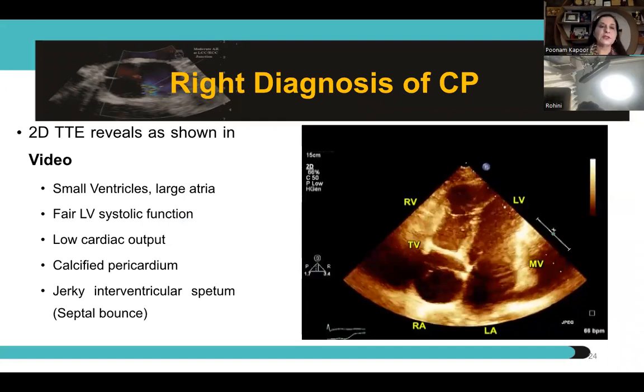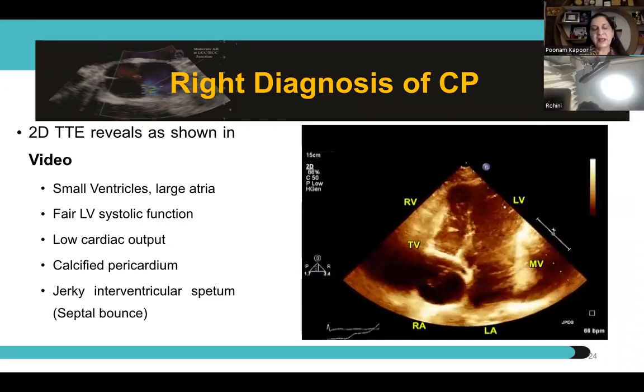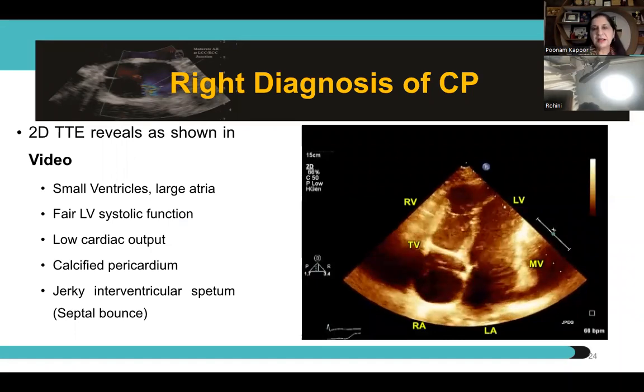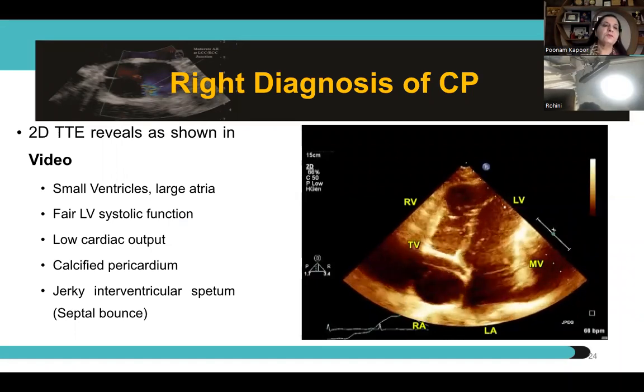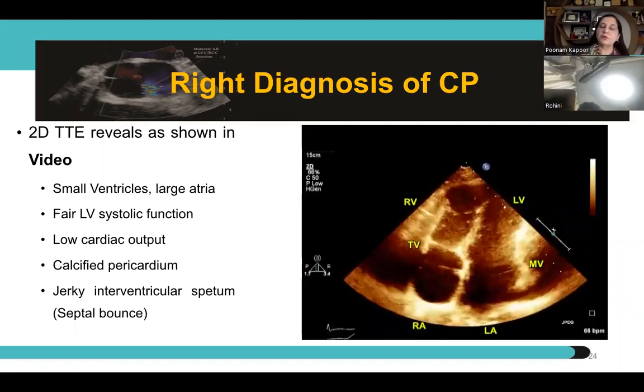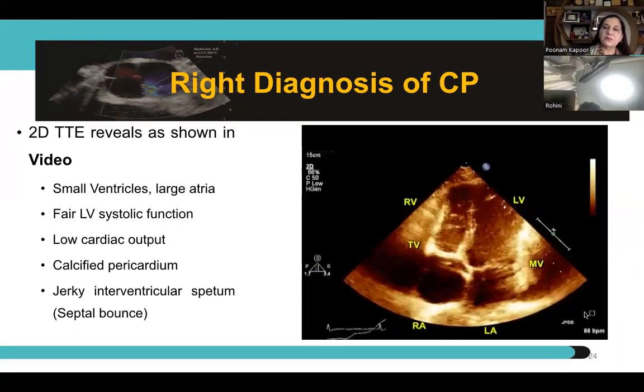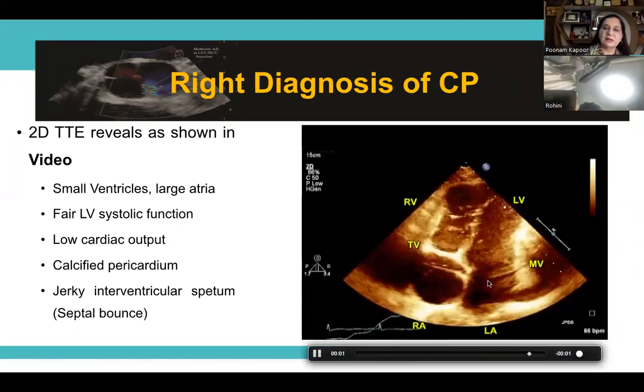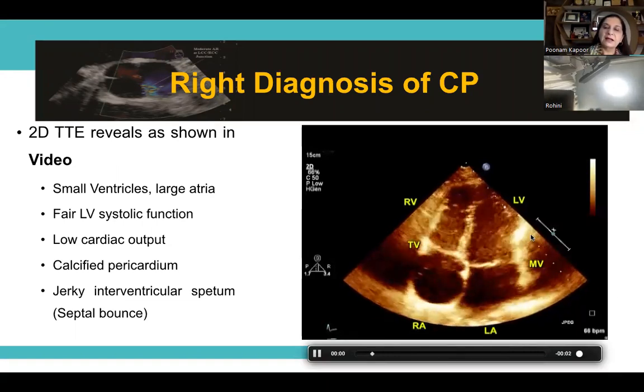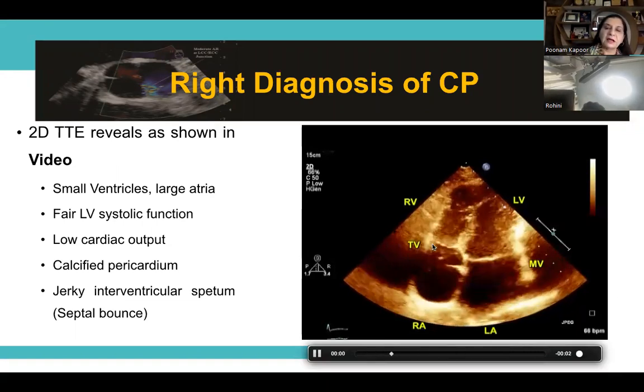So in diastole, when you do an M mode, you see the thickening being collapsed, with small ventricles and large atria, as we saw in this case, with a fair systolic function of 60% ejection fraction, generally a low cardiac output because of restricted movement, and a jerky interventricular septum, which is known as a septal bounce, seen very nicely here when we did the TEE on this patient. And you can see here what's happening. Here, the thickening of the pericardium is so much, with some amount of pericardial fluid.